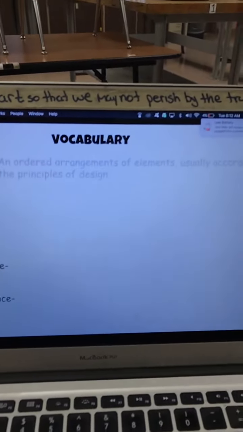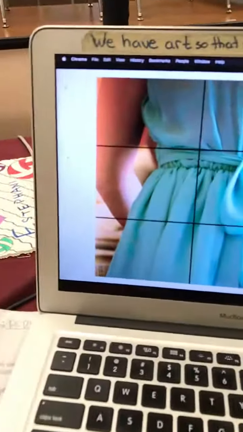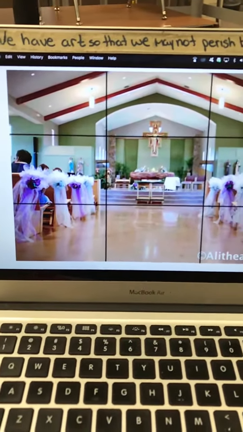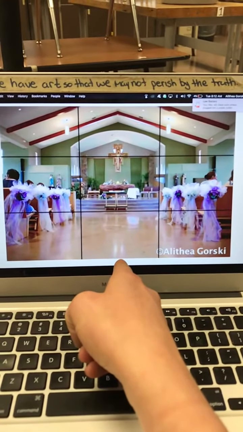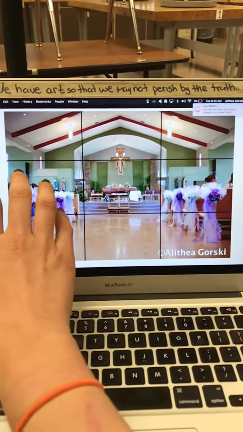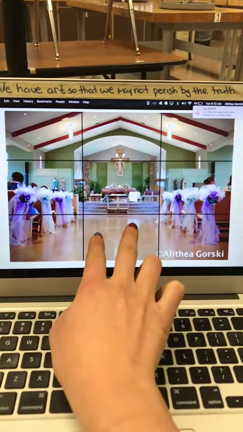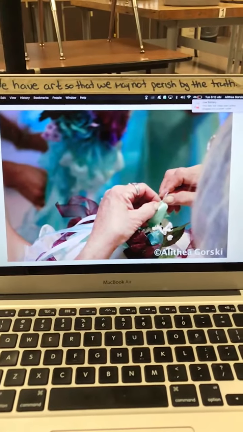We'll keep it short because I've only got 4% left. Here we go. So there's my law of thirds, right down the center. Our visual weight is equal. We have the pews here, and then we've got this center part.